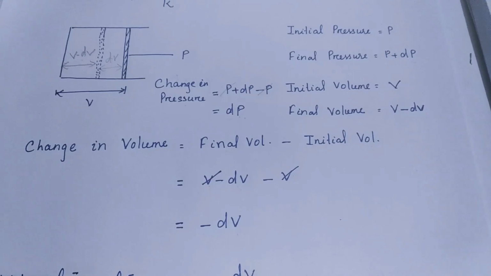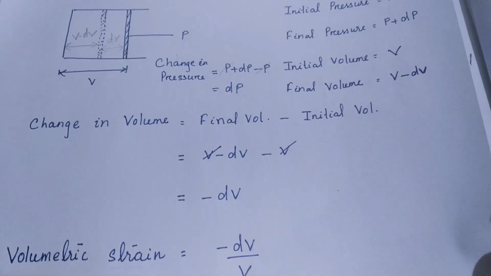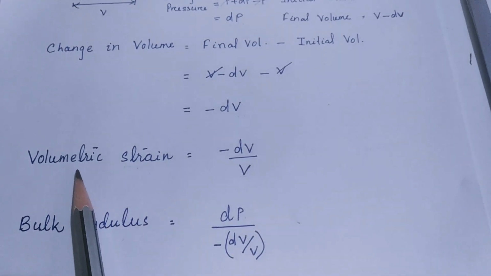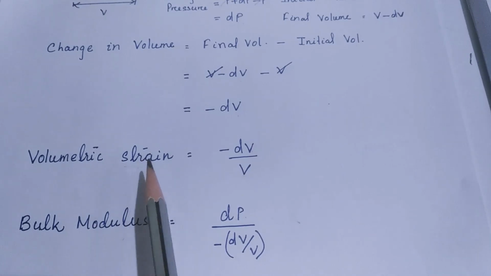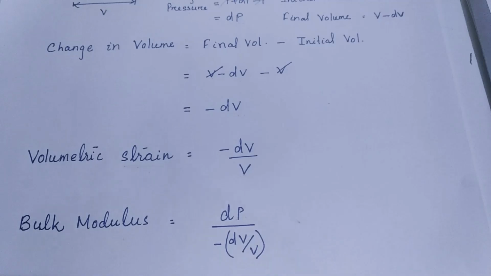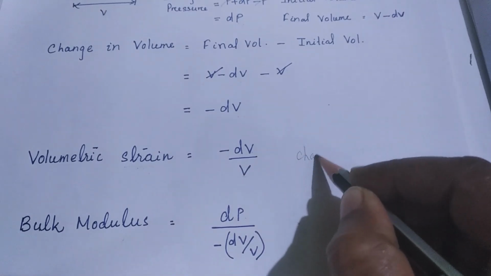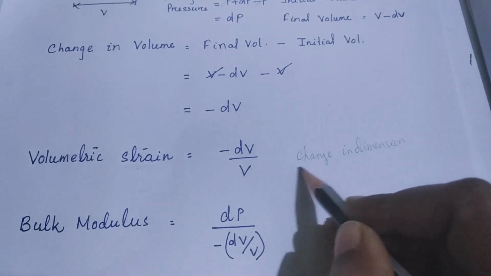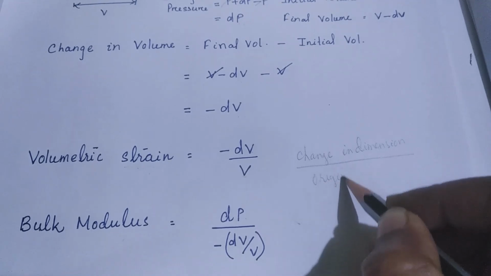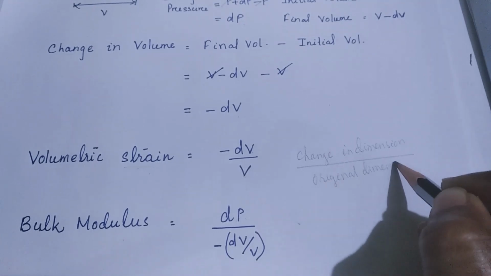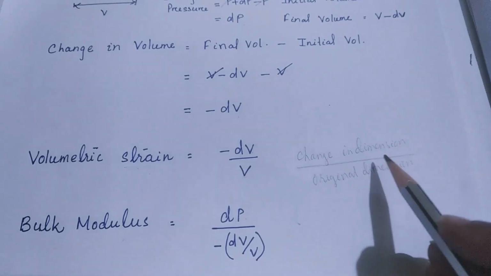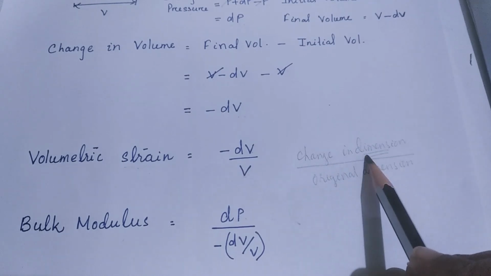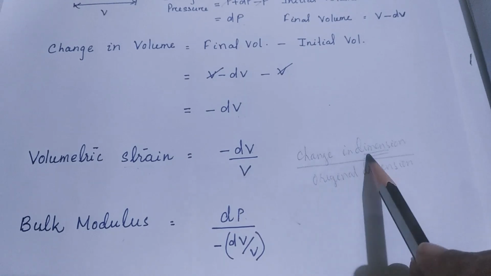So here we are going to define bulk modulus. Before defining bulk modulus, let us first understand what strain is. Strain is nothing but the change in dimension to the original dimension. Basically, here we take volume as the dimension. So change in dimension means change in volume, and we discuss change in volume by original volume.